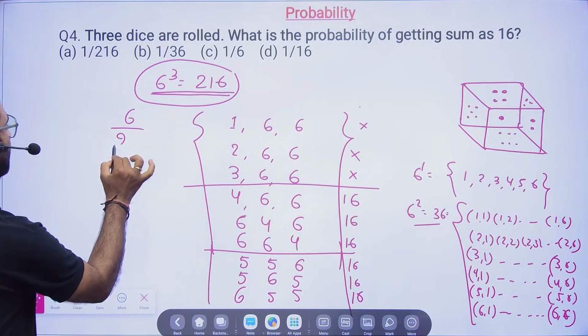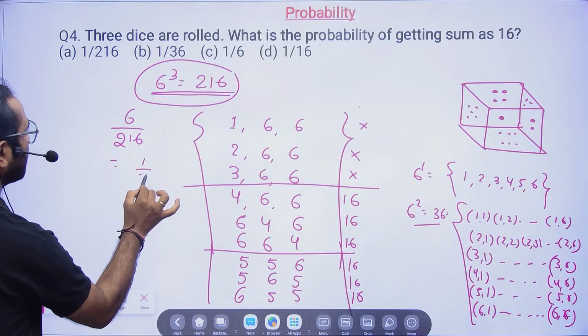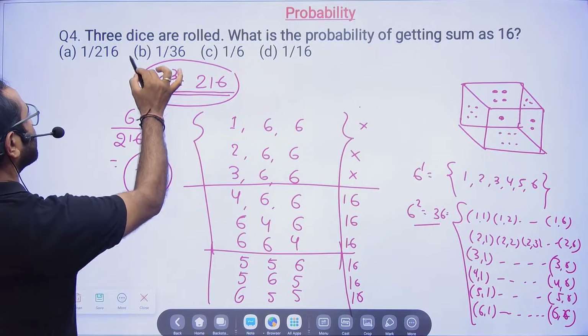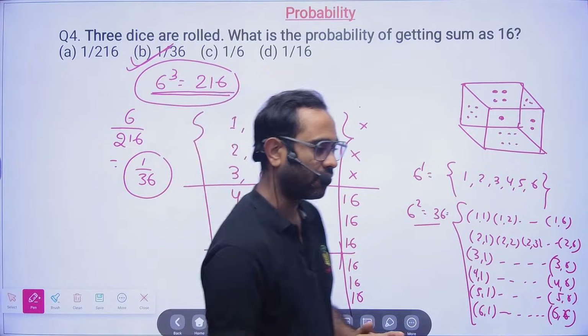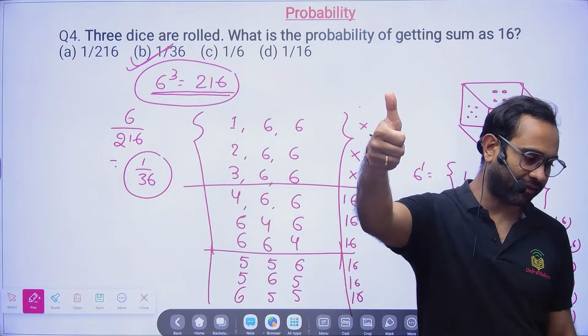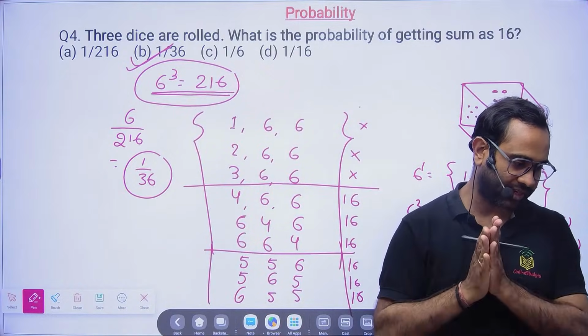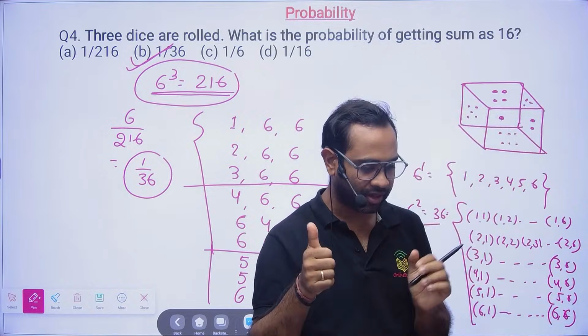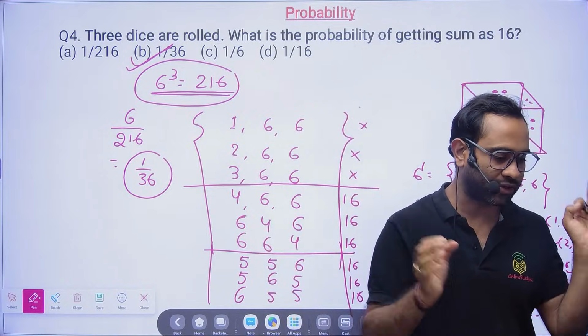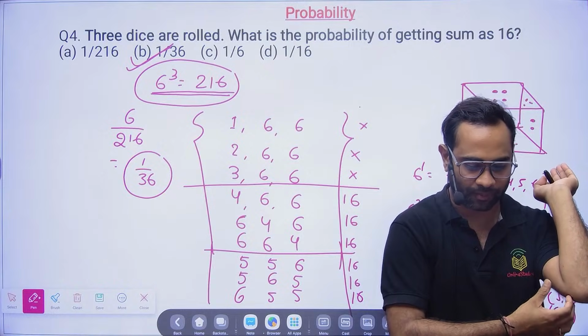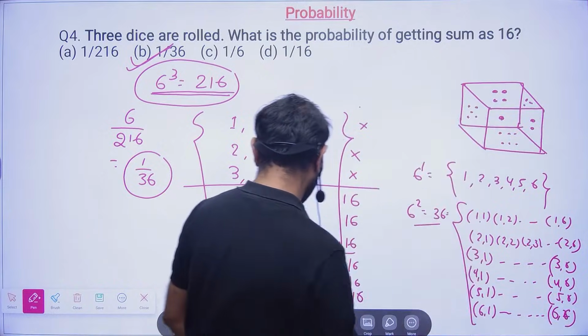So 6 divided by 216, and then it will be 1 by 36. So option B will become the correct answer for this particular problem. Is it clear for everyone? Yes, 466, 646, 664, very good. So 1 by 36 is going to be the correct answer for this particular problem, right? Okay, I hope it is clear for everyone.